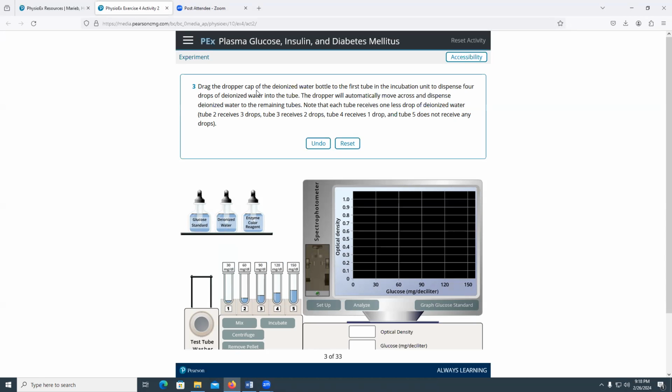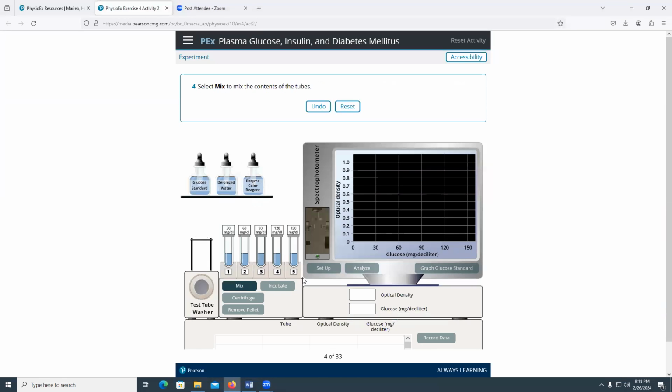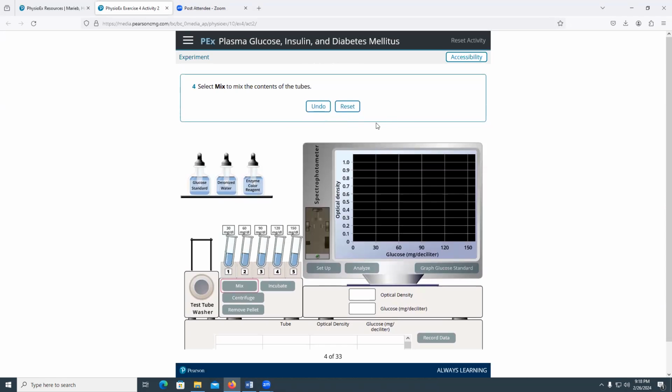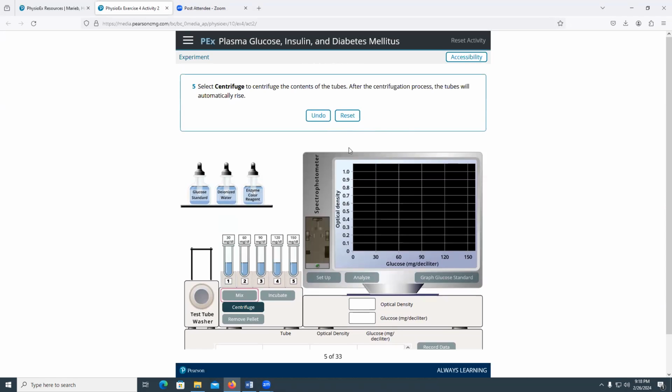Okay, drag the dropper cap of the deionized water. So this is the deionized water, and it will do 3 drops here to just normalize the volume and bring it up to the same level. So that's the role of the deionized water. Then we will mix everything up. After we have mixed everything, then we click centrifuge. So obviously when we're centrifuging, we're spinning against gravity. We will have a supernatant and a pellet. So let's remove the pellet. We have removed the pellet. Then we drag the dropper cap of the enzyme.